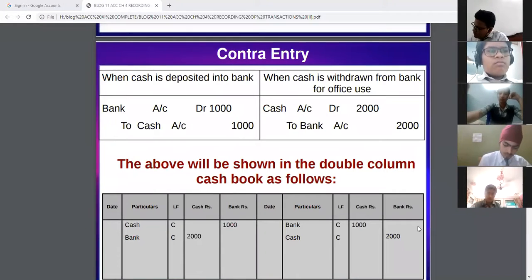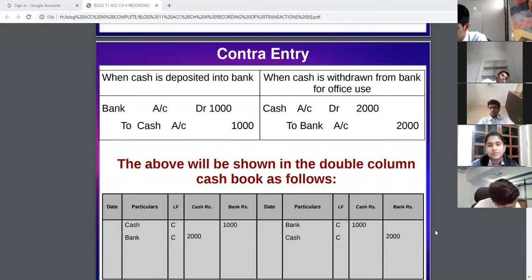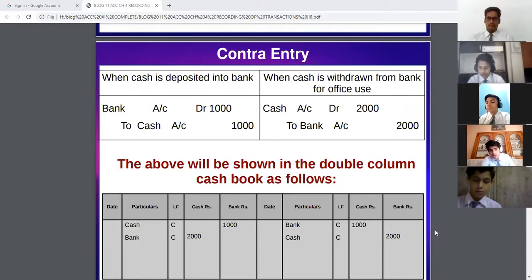You can say in the 2-column cash book, contra entry is the different part. Other things are all the same as the single column cash book. Only this contra entry makes the difference.